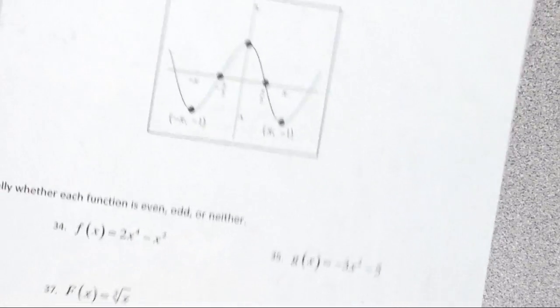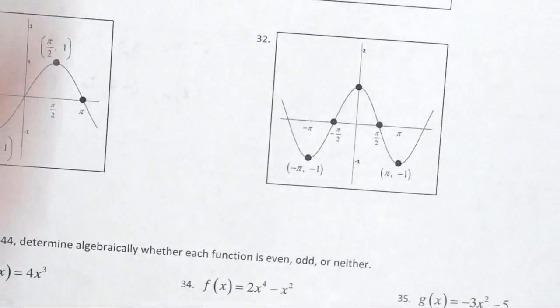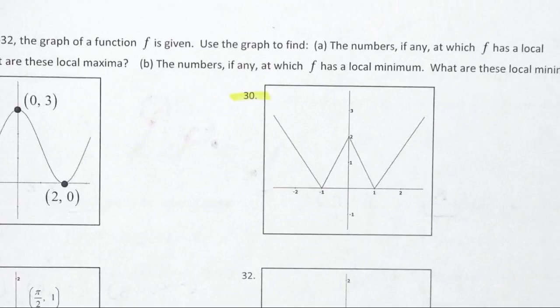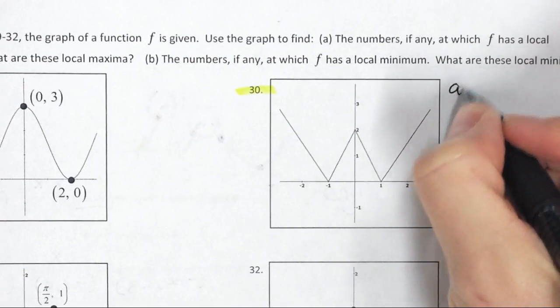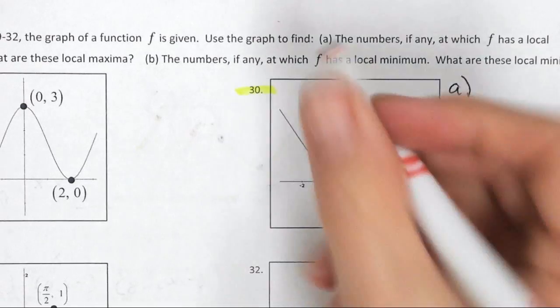Almost done. So on 29 through 32, the first thing you have to answer for each problem is how many local maxima are there and what are they? And then you're going to do how many minimums are there and what are they? Again, not hard. So looking at number 30, they want to know how many maximums. So how many high points?